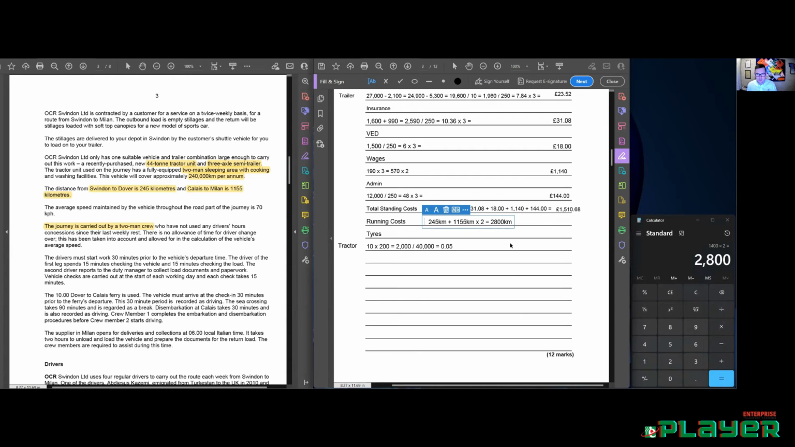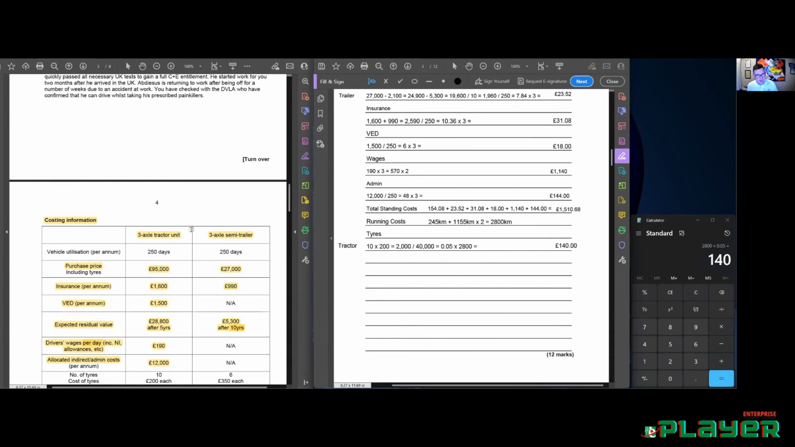Right, so once we've got that, now we can work out our running costs for our tractor unit tyres. Because now we've got to times 5 pence by 2,800. So 2,800 times 0.05 gives me a tyre cost of £140.